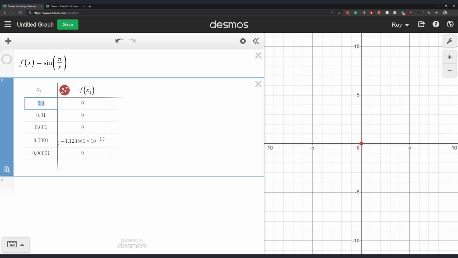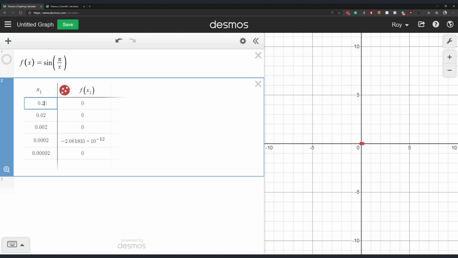By the way, just to let you know, this number right here is essentially 0. It's just a rounding error by Desmos that causes it to say that it's something times 10 to the negative 12th. Well, if we try maybe a 0.2 and a 0.02 and a 0.002, we get pretty much the same or exactly the same results. So again, very convincing that this function, sine of pi over x, is approaching 0.